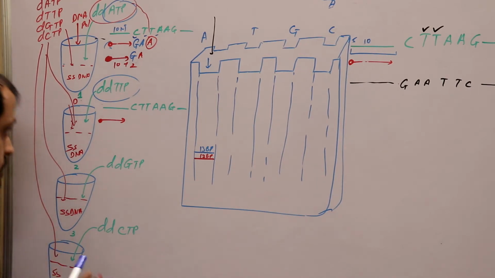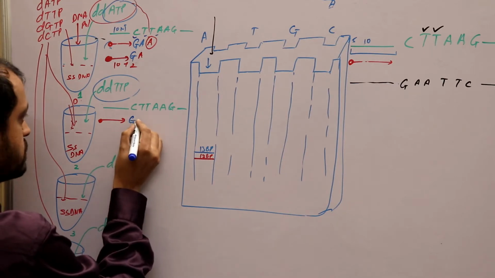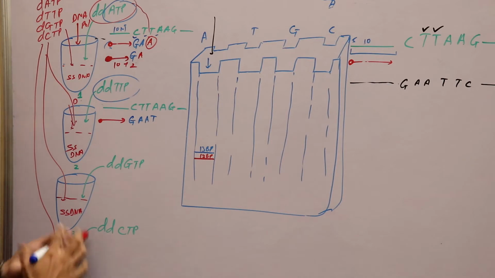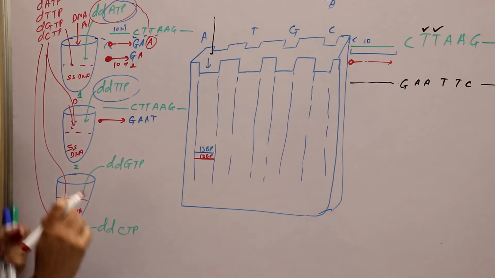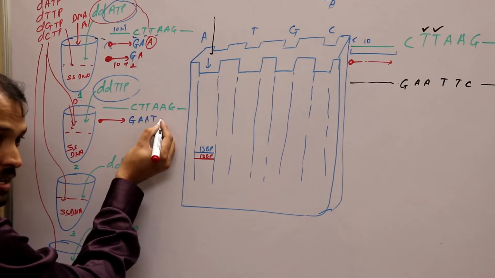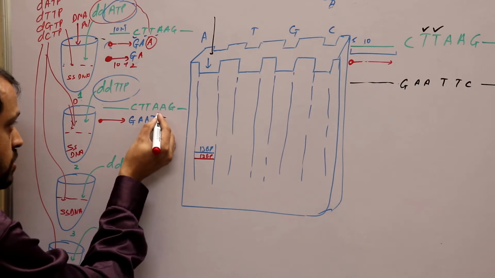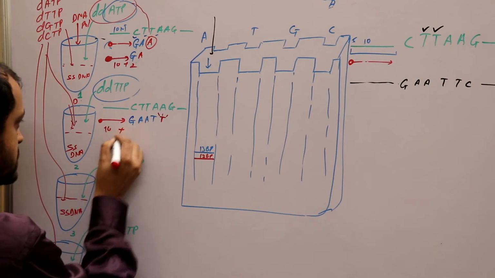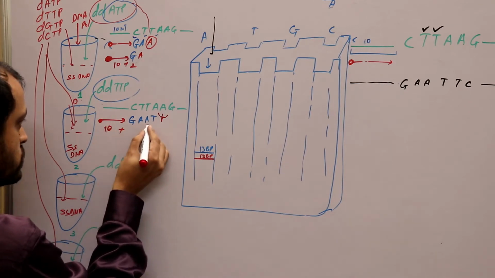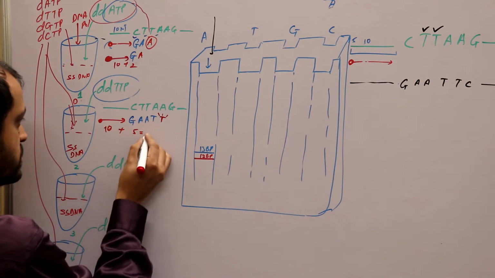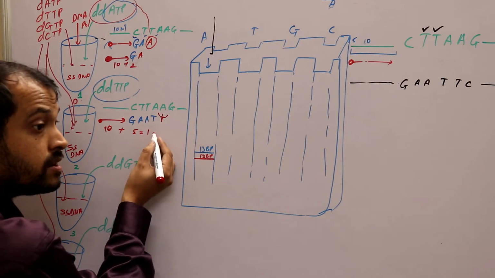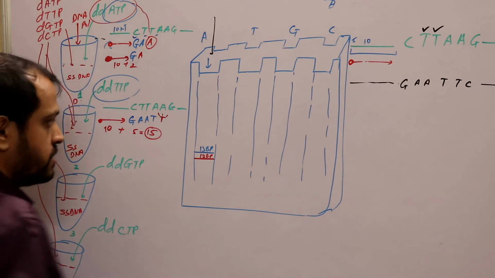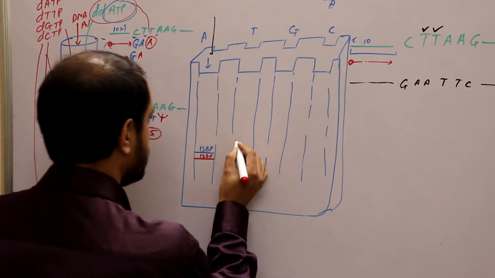ddTPs. Now listen. G A A T. Suppose the second A is in place of second T. Suppose ddTP is incorporated. That means here the chain is terminated. That means 10 plus 1, 2, 3, 4, 5. That means 10 plus 5 is 15, okay, good.